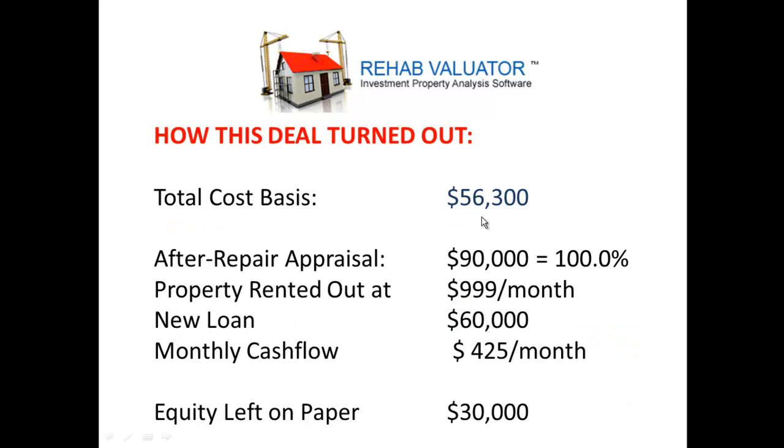So my total cost basis is here, appraisal. I put a tenant in there at $1,000 a month. I put a new loan in place for $60,000, which paid me back my entire investment. And after closing costs, I made a little over $1,000 at refi. So effectively, I have no money tied up in this deal anymore at all. None of my cash. I make about 425 bucks a month in cash flow, and I still have equity left on paper of about $30,000. And you can run all these numbers with our software, even with the free version.